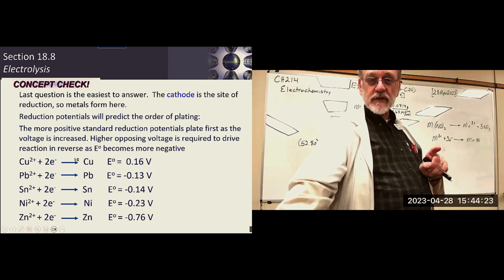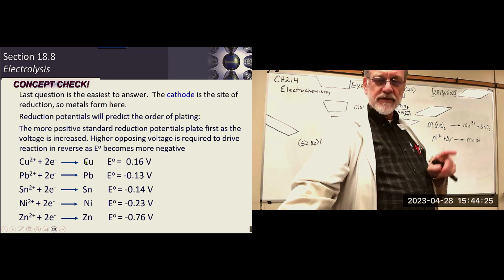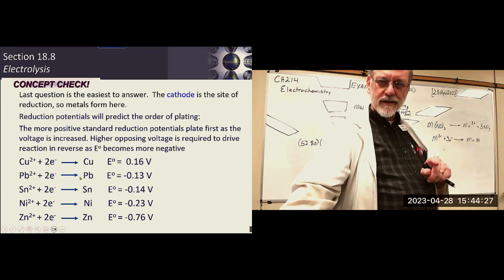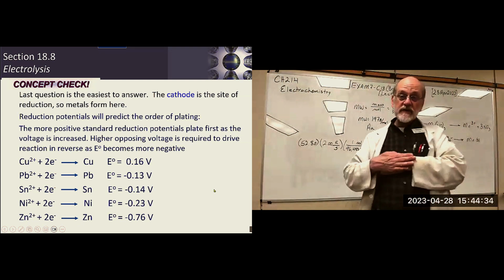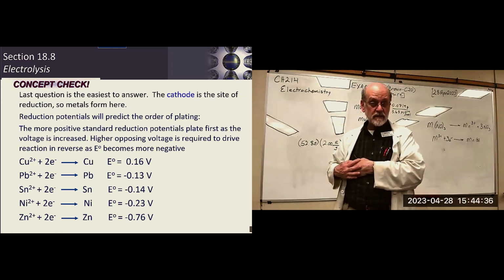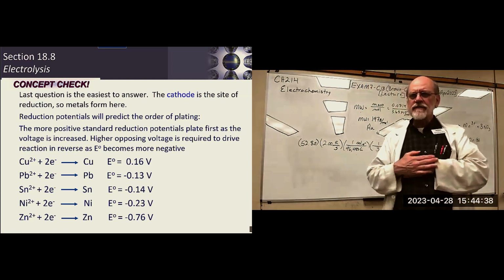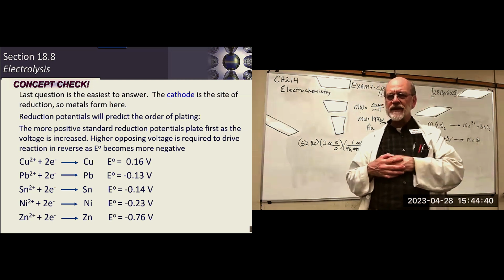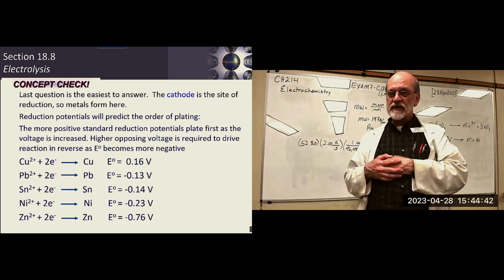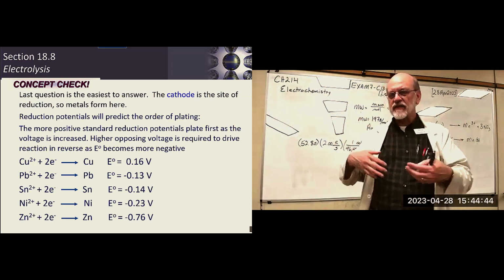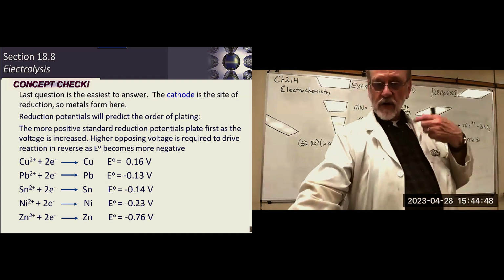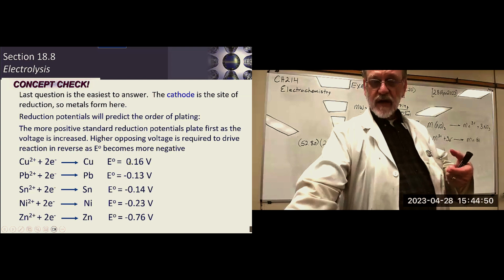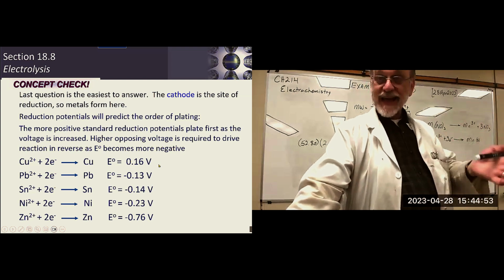Okay. So the first one that's going to come out is copper. Second one that's going to come out is lead. Tin comes next, nickel comes next, and zinc comes next. If you have a mixture of these metals and you want to purify them, say you've purified copper to 95%, but it's got a bunch of these other metals in there with it, all you have to do is run this cell in reverse at 0.16 volt or less.